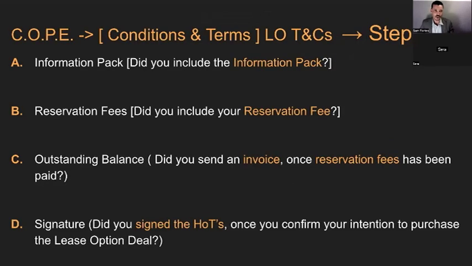So I was talking about the C, which is terms and conditions. I showed you an example of a terms and conditions template, and then I showed you the steps and what you should include in, for example, a head of terms like information pack, reservation fee. You need to make sure you include your fee and outstanding balance, because you need to send them an invoice, and also the signature, very important.